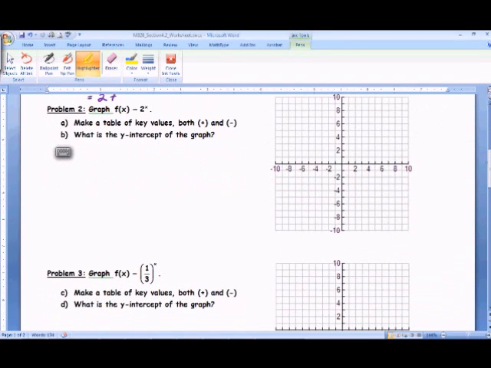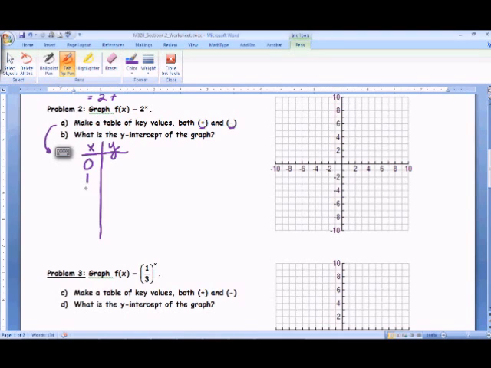Okay, so problem number 2 says graph f of x equals 2 to the x power. Part A has some good advice. Make a table of key values, an input-output table, and it says include both positive and negative inputs, and I think that is important. X and Y. I'm going to pick a couple positive ones. I'll start at 0 and build up some positive ones, then I'll throw in a couple negative values just so we're kind of complete with our graph.